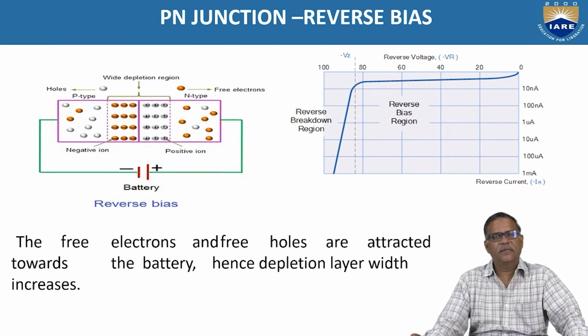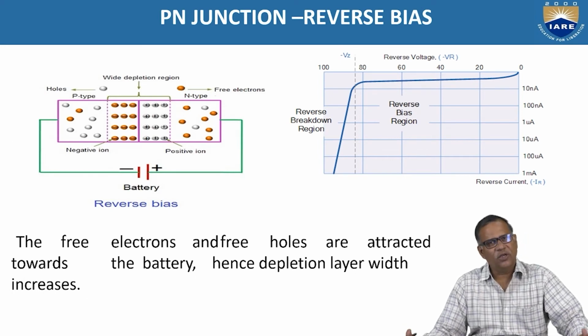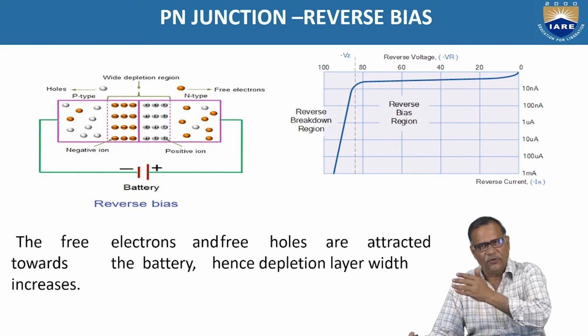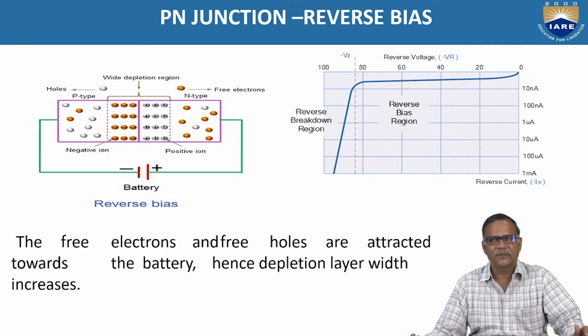Now let us see what is a reverse bias. Reverse bias is opposite to the forward bias. Applying a negative voltage to the P side or the anode terminal and applying a positive voltage to the N side or the cathode terminal is called reverse bias.